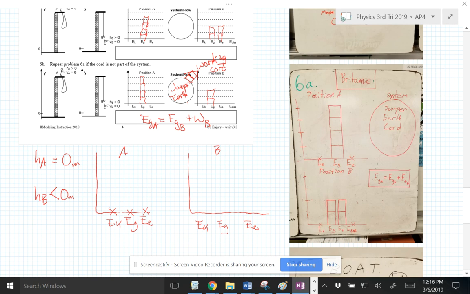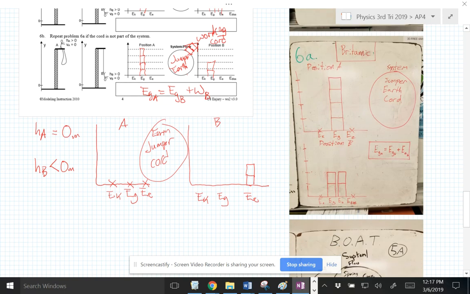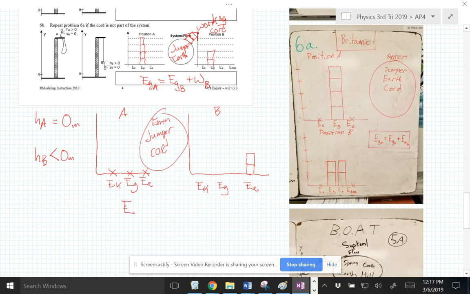So the initial total injury is 0. And then in the end, we're going to have 2 blocks of elastic injury. The system is earth, jumper, cord. I got no injury over there. Okay? I got 2 bricks of elastic injury here. E at A equals 0. That's got to equal E at B. I have 2 blocks of elastic injury.